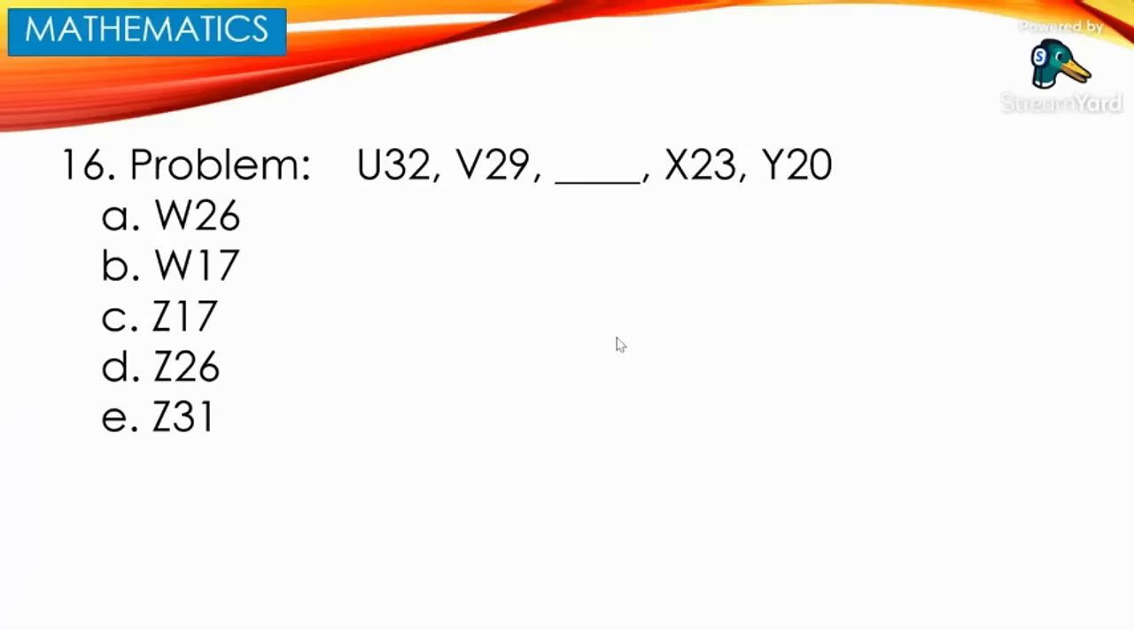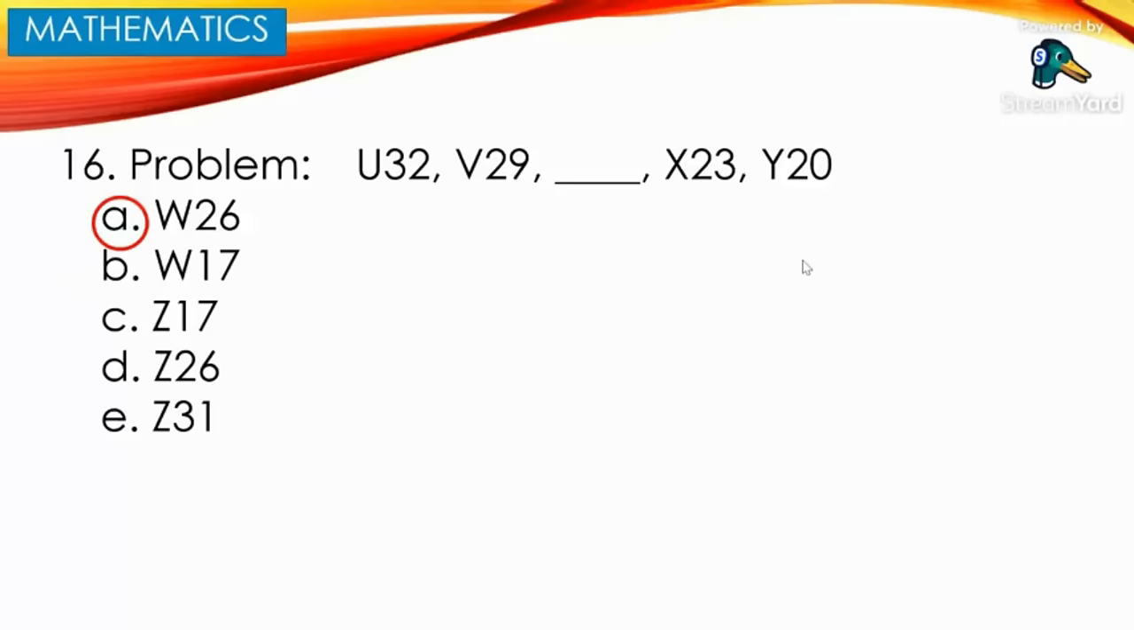So U, V, pwede nating awitin yung alphabet. So U, V, W, X, Y. So our pattern would be W. Then our number is decreasing. So 32, 29, 26, 23, 20. That's -3. So the correct answer is letter A, that is W26. So congratulations for those who got the correct answer.